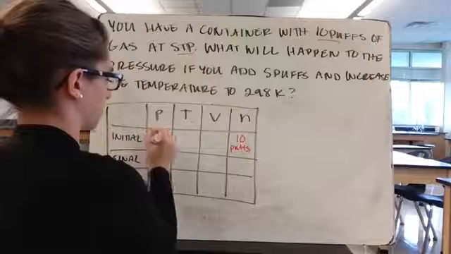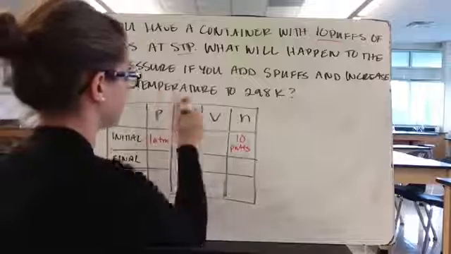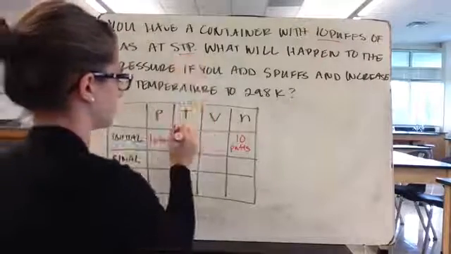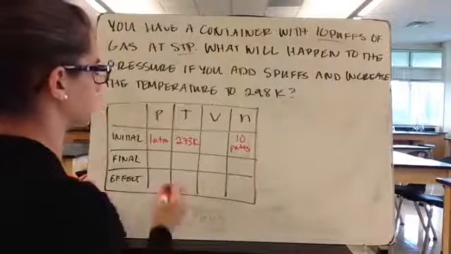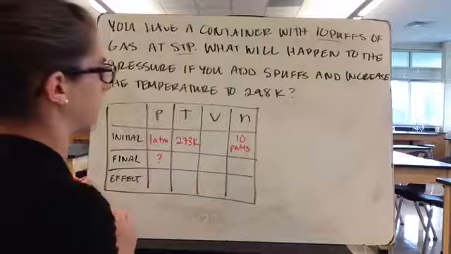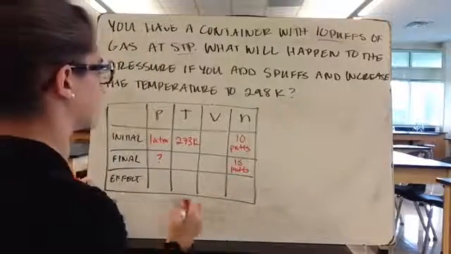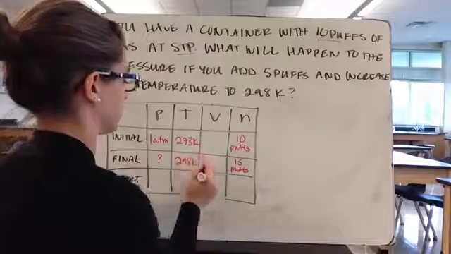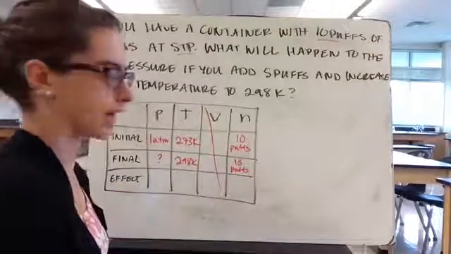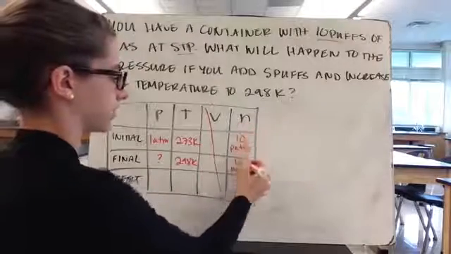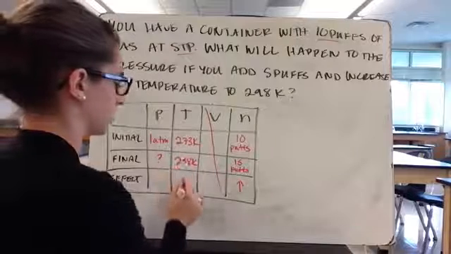STP, remember, I'm going to use 1 atmosphere just because I like 1 better than 760. And standard, so that's standard pressure. Standard temperature is 273 Kelvin. What will happen to the pressure, so that's what we're looking for, if you add 5 puffs, so we're up to 15, and increase the temperature to 298 Kelvin. Okay, so looking at all of my information, I know nothing about volume, so I can assume that volume is held constant. So now I went from 10 to 15, so N went up. Temperature went from 273 to 298, so that went up.